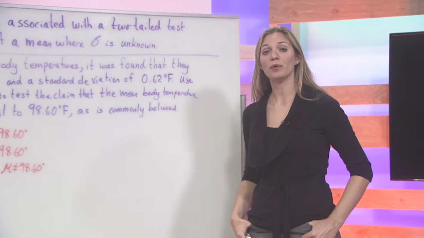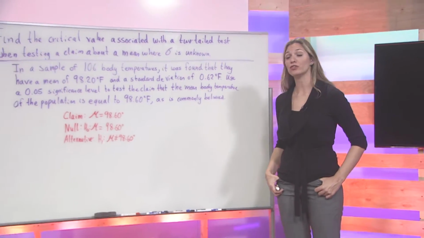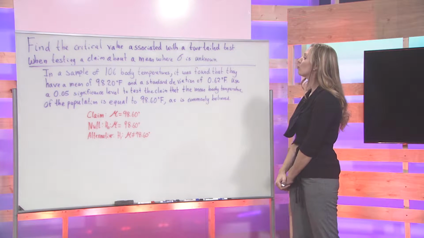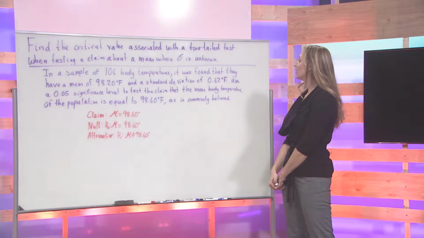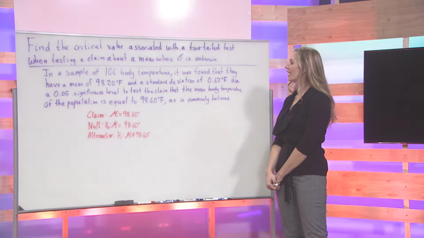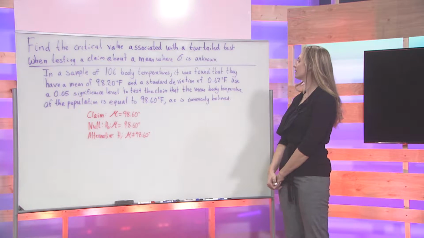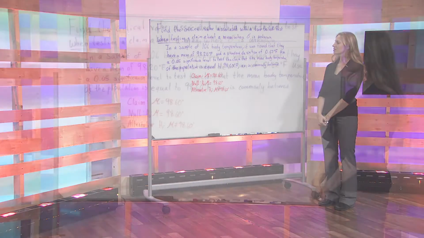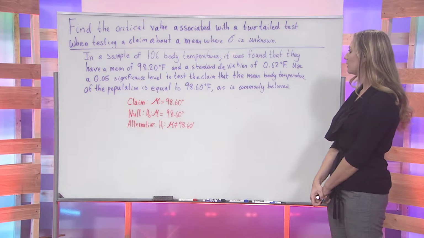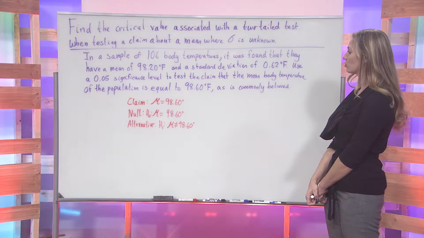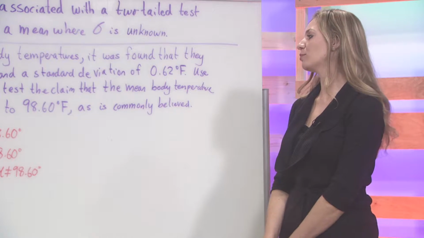In this exercise, we will find the critical value that is associated with a two-tailed test when testing a claim about a mean where sigma is unknown. In a sample of 106 body temperatures, it was found that they have a mean of 98.20 degrees Fahrenheit and a standard deviation of 0.62 degrees Fahrenheit. Use a 0.05 significance level to test the claim that the mean body temperature of the population is equal to 98.60 degrees Fahrenheit, as is commonly believed.